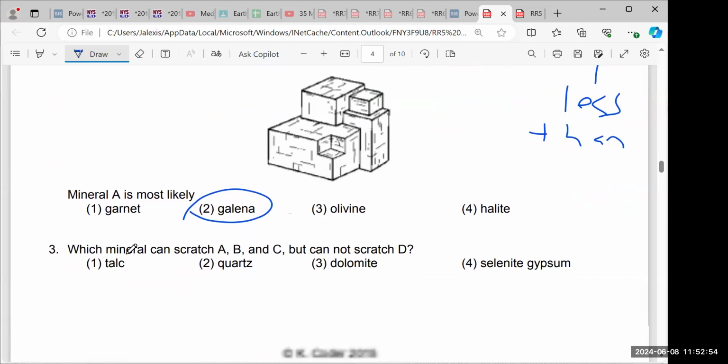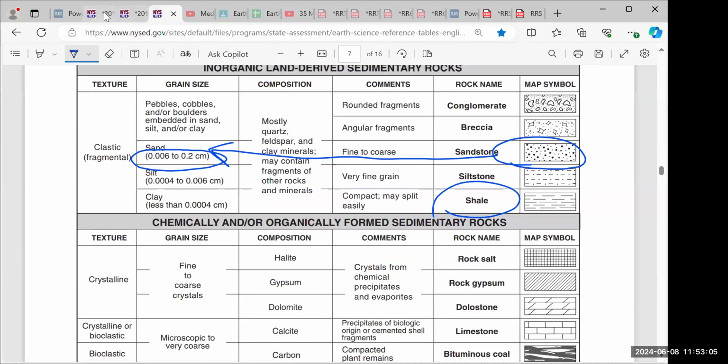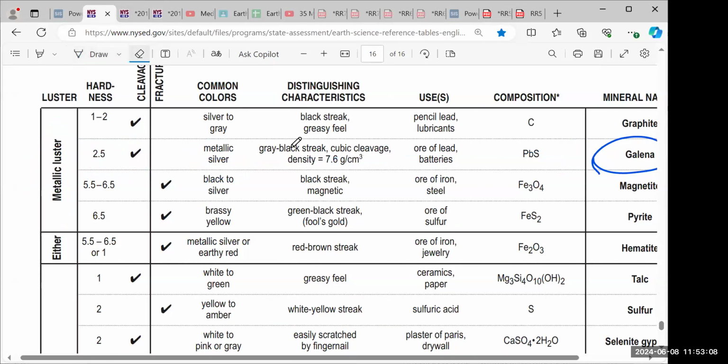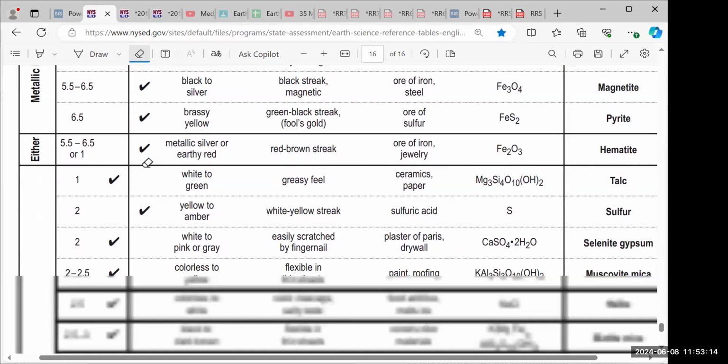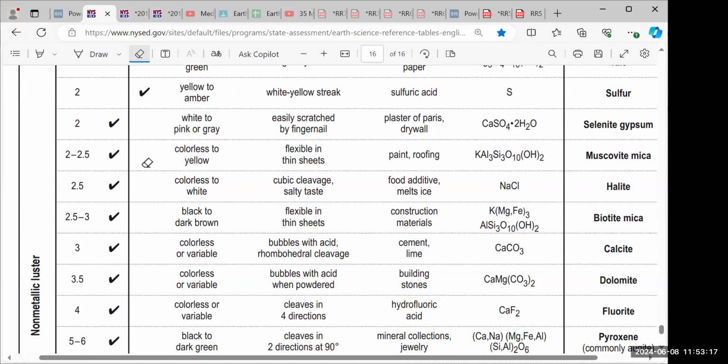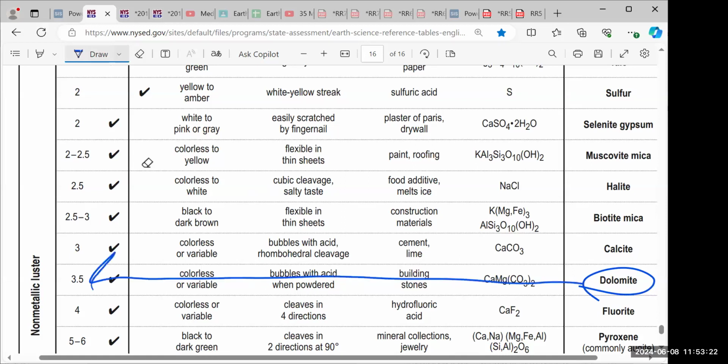So when I look between talc, quartz, dolomite, and selenite gypsum, on page 16 of the reference tables, you're looking at the hardness of all 4 of those, and the correct answer ends up being dolomite. Out of all 4 of those options, dolomite is the one that has a hardness of 3 or greater, and it's less than 6.5. That's why dolomite is the correct answer for choice number 3.